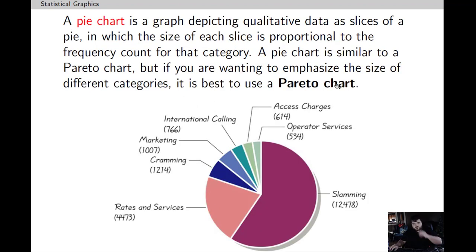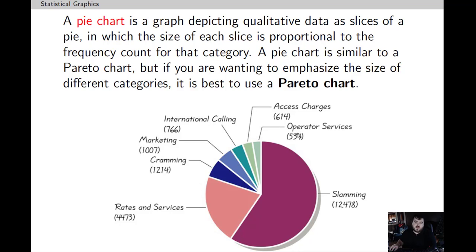Next, we have a pie chart. Most everybody's seen a pie chart before, but you have basically slices of the pie that are in proportion to how much frequency is in that particular class. So this is kind of that same chart as before with the slamming, marketing, cramming. The thing about this one is, a pie chart is nice, but sometimes it's harder to see which one of the slices is bigger, especially when some of the slices are about the same size.